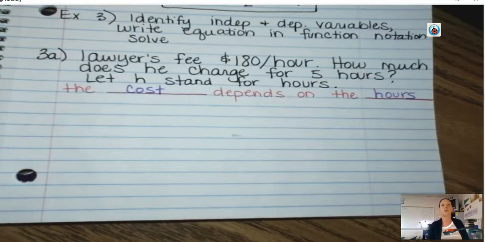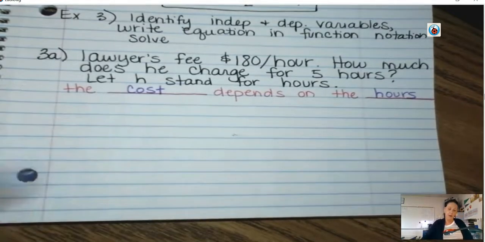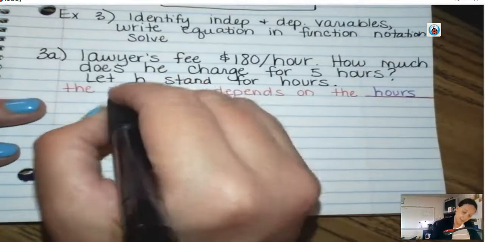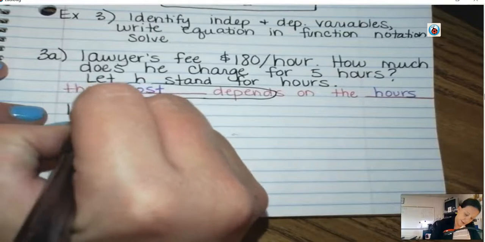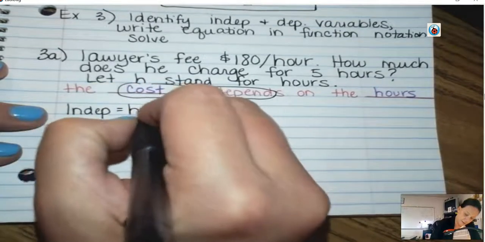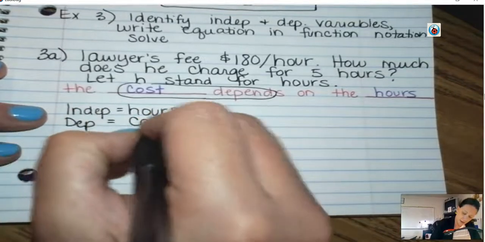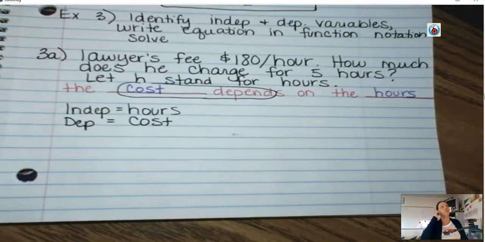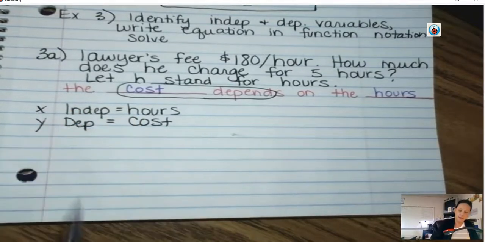So that means cost is dependent and hours is independent. So our independent variable is hours. Dependent is cost, or how much he charges. Remember, independent stands for our x, dependent stands for the y. I hope you're paying attention. This is super important for algebra.